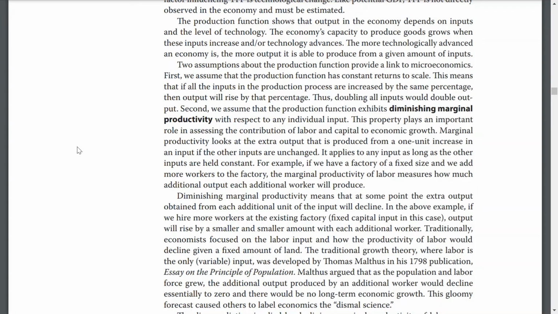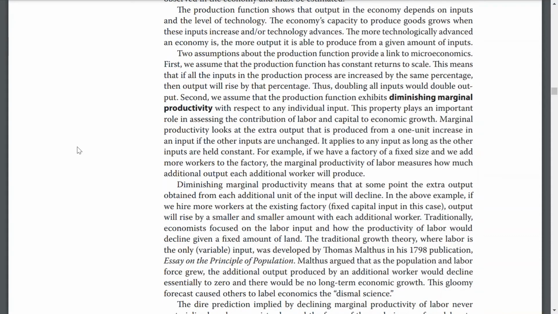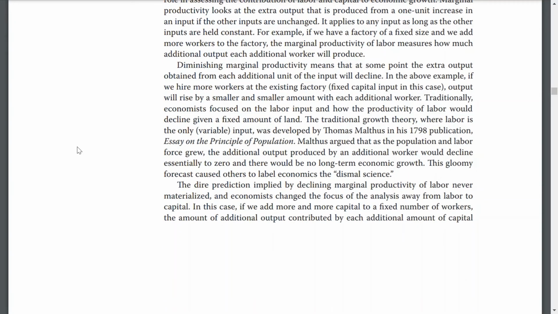In the above example, if we hire more workers at the existing factory, fixed capital input in this case, output will rise by a smaller and smaller amount with each additional worker. Traditionally, economists focus on the labor inputs and how the productivity of labor would decline given a fixed amount of land.